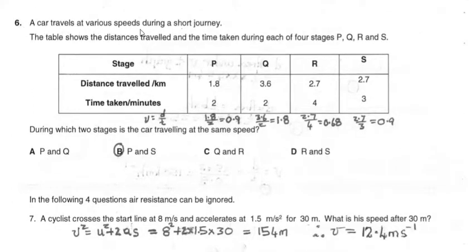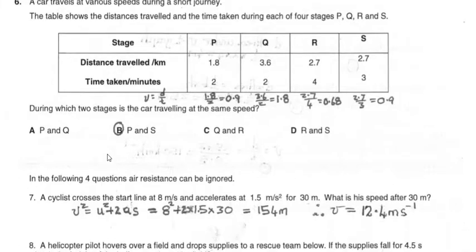Question 6. A car travels at various speeds during a short journey. The table shows the distances travelled and the time taken during each of 4 stages P, Q, R and S. During which 2 stages is the car travelling at the same speed? So you just have to calculate the speeds for each one using v equals d over t, speed equals distance over time. With P, we get 1.8 over 2, 0.9. Q, 3.6 over 2, 1.8. R, 2.7 over 4, 0.68. S, 2.7 over 3, 0.9. So the car is travelling at the same speed in P and S.